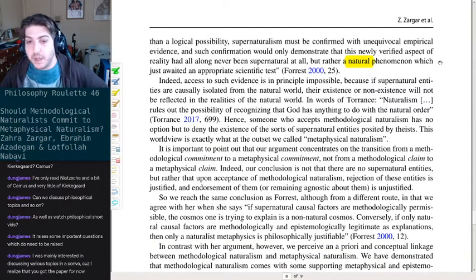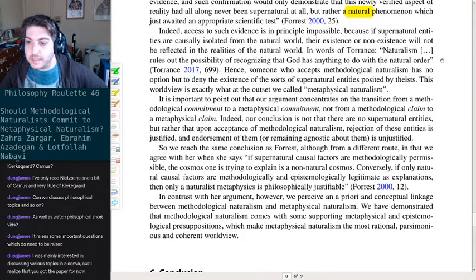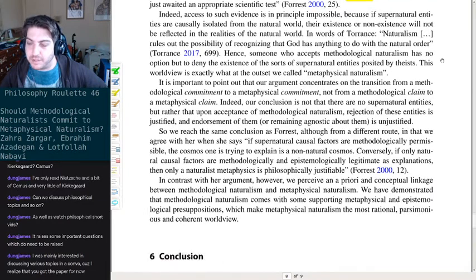Okay. Indeed, access to such evidence is in principle impossible, because if supernatural entities are causally isolated from the natural world, their existence or non-existence will not be reflected in the realities of the natural world. In the words of Torrance, naturalism rules out the possibility of recognizing that God has anything to do with the natural order. Hence, someone who accepts methodological naturalism has no option but to deny the existence of supernatural entities posited by theists. This worldview is exactly what at the outset we called metaphysical naturalism.